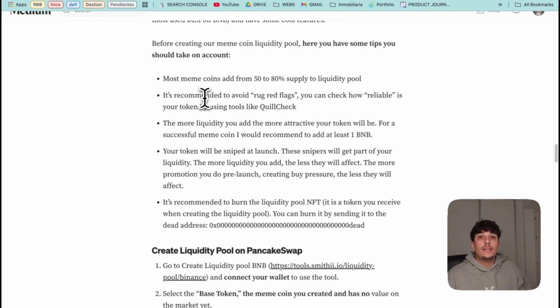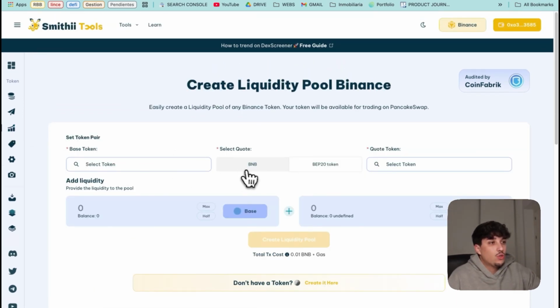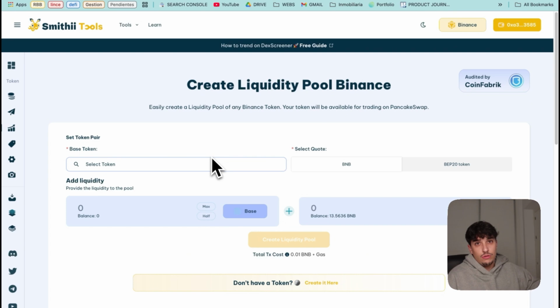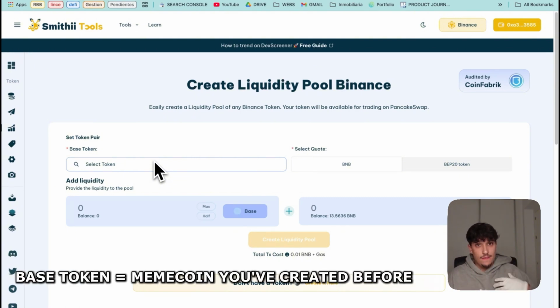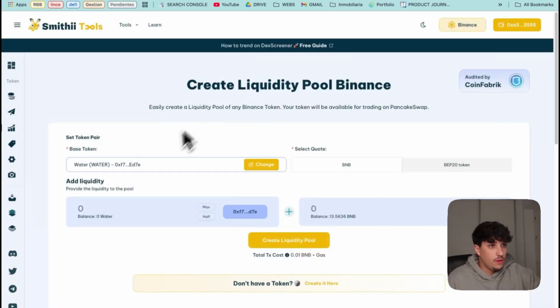Now let's go directly to create the liquidity pool on Pancakeswap, and we will take into account this advice I mentioned before. For doing that, we are going to use Smithii tools because it's really simple doing it here. You can also create it directly on Pancakeswap, but it's much simpler here and it's free. First of all, we just need to select the base token. The base token will be the meme coin we have created just before. It's this one, Water. We have it selected, and then we need to select the quote token.